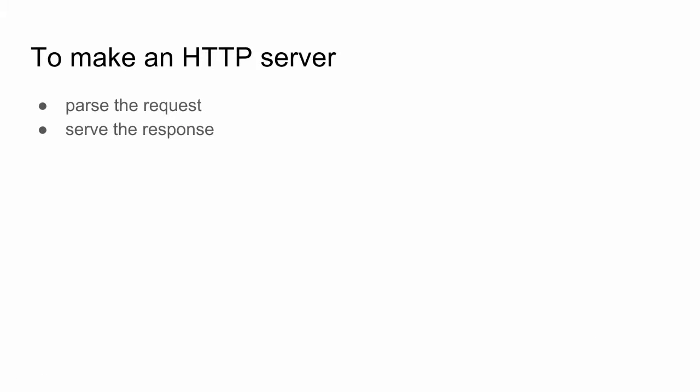All right, so back to the basics. To make an HTTP server, we need to parse the request and then serve the response. So we saw how to do a TCP server, and we saw how to go into that with Telnet, and then we also saw how we can access that right through HTTP, and we're able to talk with it. And so to make an HTTP server, we just need to parse the request and then serve the response.